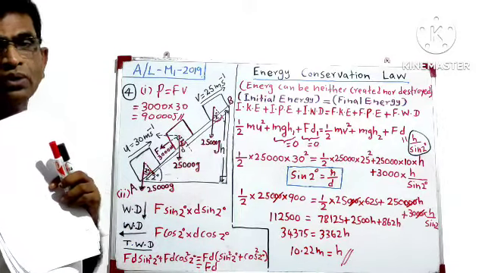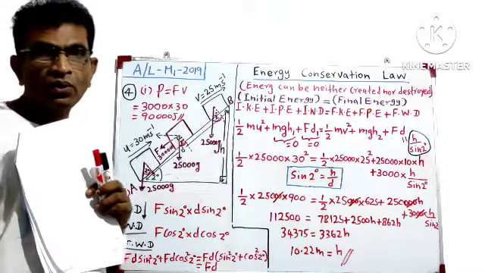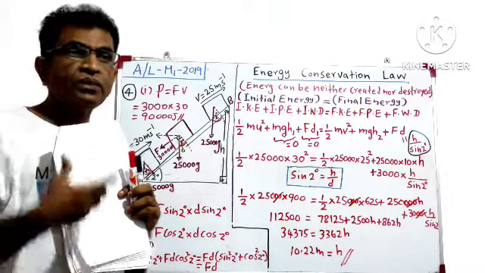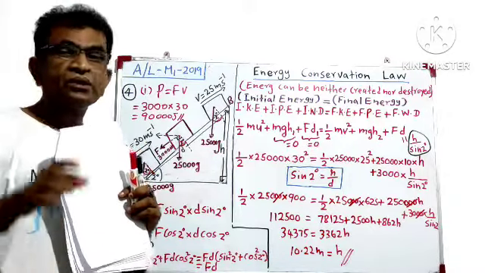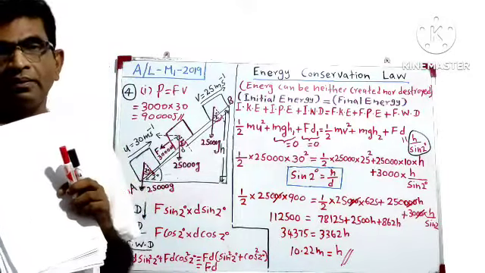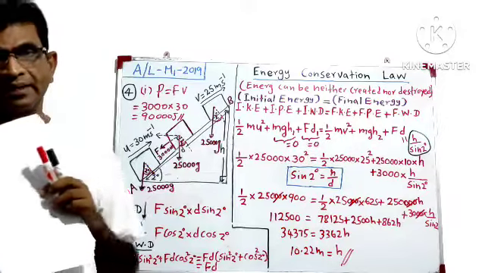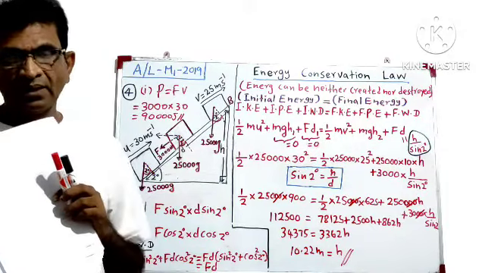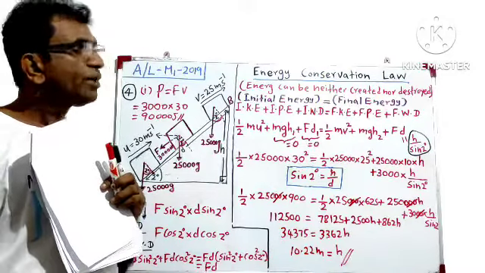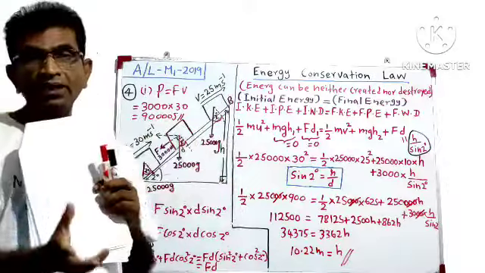Now you know the energy conservation law. Actually, according to the energy conservation law, energy cannot be created or destroyed. So therefore, initial energy equals final energy.